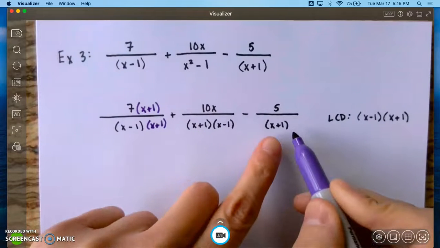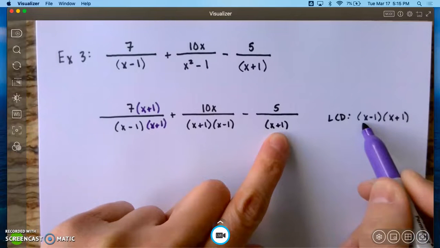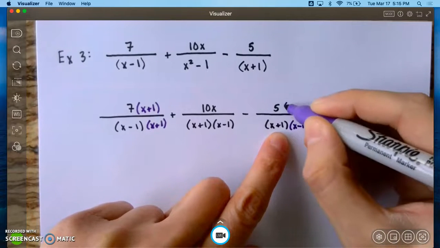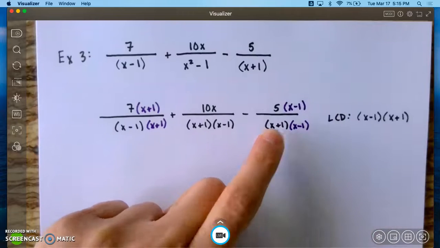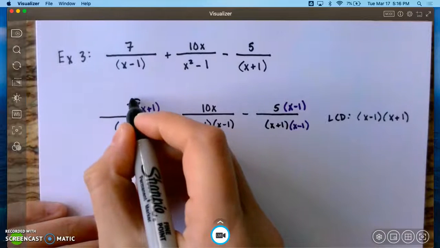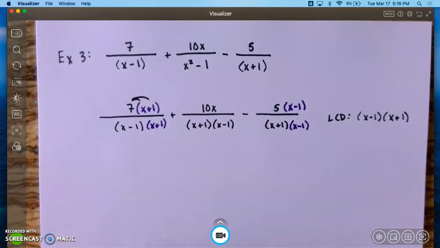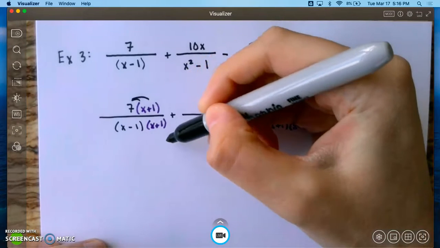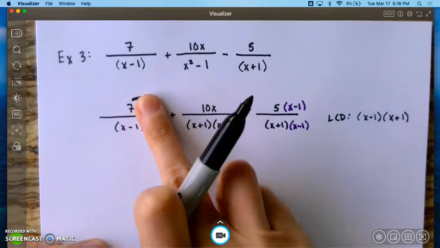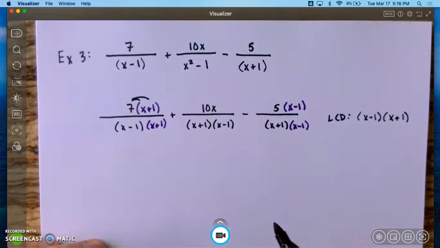The third fraction has an x plus 1, but it needs an x minus 1. So let's also multiply an x minus 1 in the numerator. Alright, so let's go ahead and start simplifying. We can distribute. Just be careful with one thing. We do not want to cancel these out. If we cancel these out, we're back at square one where we have denominators that don't match. Alright, so make sure you do not cancel them out.